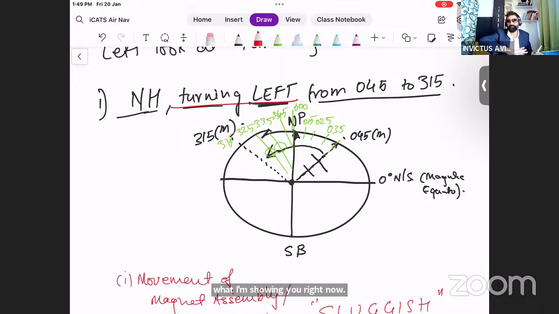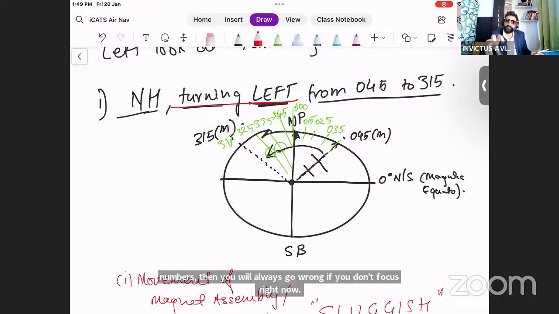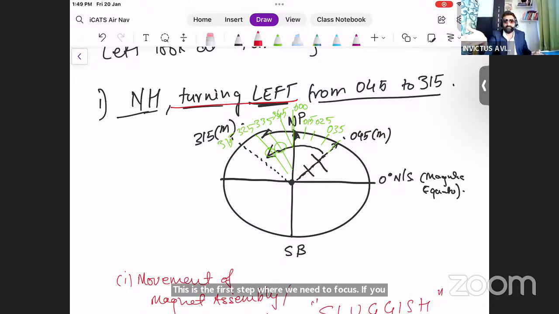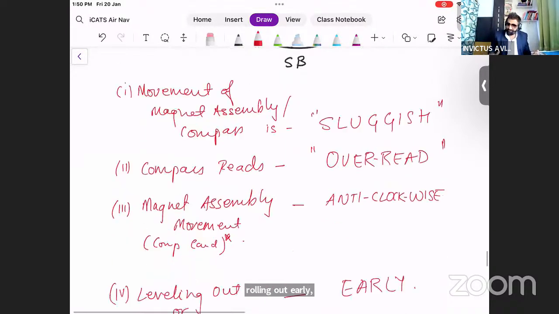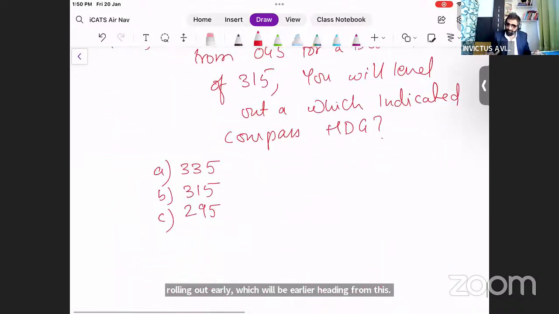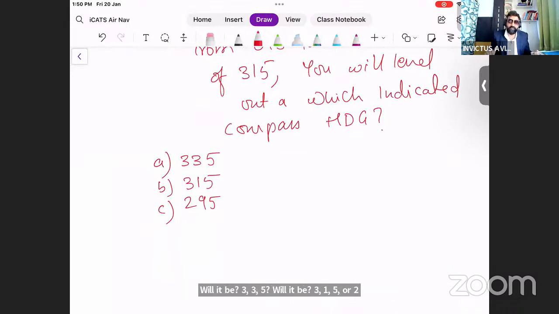Then you have not worked enough with respect to attention on what I'm showing you right now. What is early and what is late? If you just go with the numbers, then you will always go wrong if you don't focus right now. This is the first step where we need to focus. If you remember this, rest everywhere you will be easily getting correct answers. Don't jump to give the answers before verifying which will be the earlier heading to roll out, because I'm rolling out early. Which will be earlier heading from this? Will it be 335? Will it be 315 or 295?